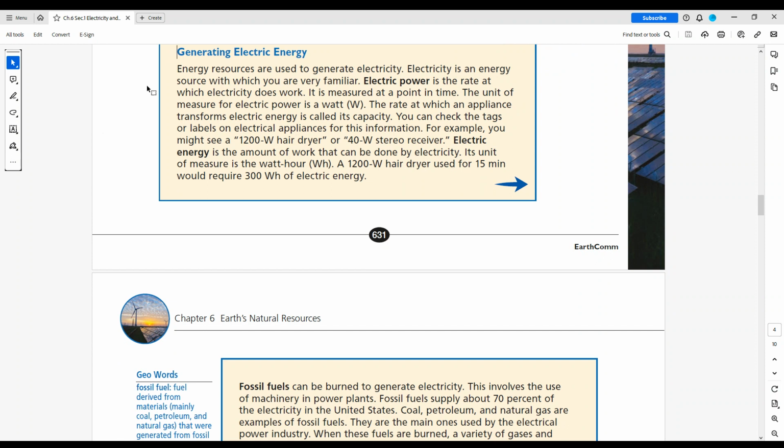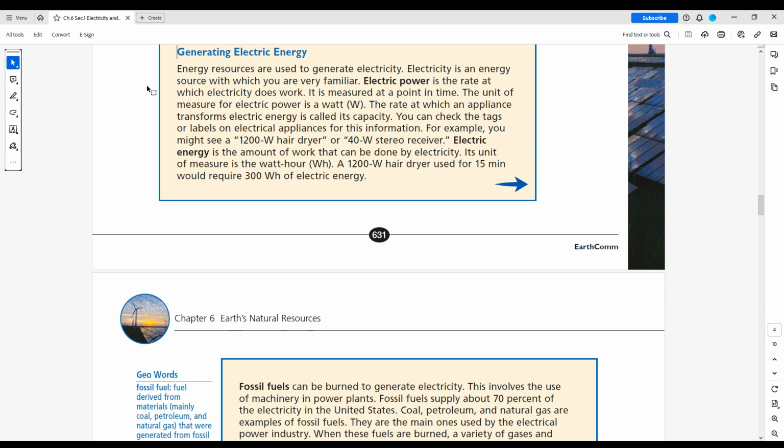Generating electric energy. Energy resources are used to generate electricity. Electricity is an energy source with which you are very familiar. Electric power is the rate at which electricity does work. It is measured at a point in time. The unit of measure for electric power is a watt.